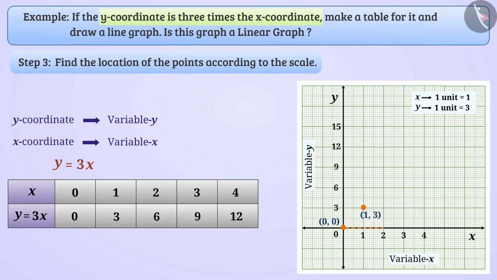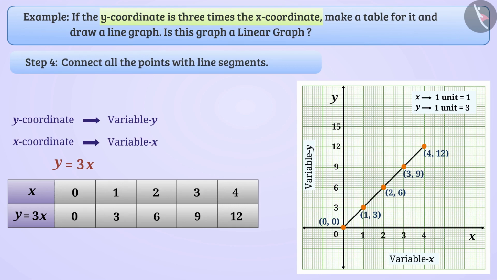Similarly, we will move 2 units to the right from the x-axis and 2 units upward. Now, we will place a point that is coordinates (2, 6) at this place. After this, we will also mark the coordinates (3, 9) and (4, 12). Step 4. Now, we will connect all the points with line segments. Thus, we have shown various values of variable x as a graph. We see that all the line segments obtained are part of the same line. So, we can say that this is a linear graph.